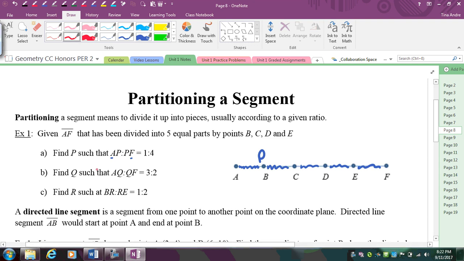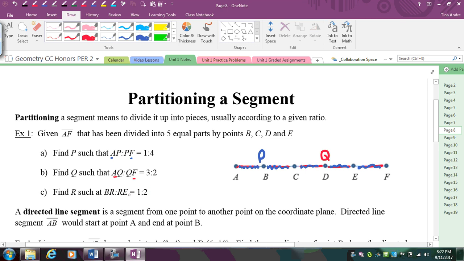If you look at the next one, point Q, again, the outside points are A and F, so that means the entire segment we're looking at. You want to find Q so that you have a 3-to-2 ratio. So that means you have 1, 2, and 3, and that's where Q goes, and then you have 2 sections left. So it's a 3-to-2 ratio.